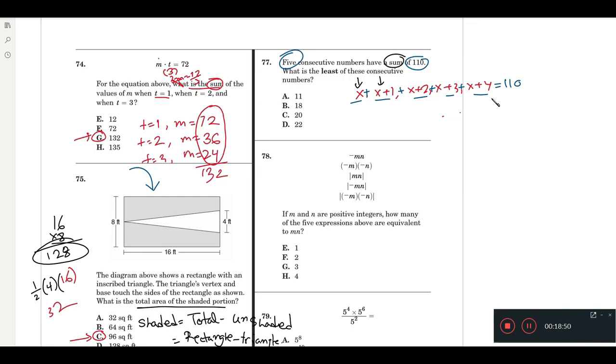So you do 5x plus 10 is equal to 110. And then you subtract 10 from both sides. So 5x is equal to 100, and then just divide. Right, very good. Now they say what is the least number? x was the least, right? Now, Ria, let me ask you a question. What would be the largest number here? 24. Beautiful, good, because x plus 4 is the largest. So you got it. Nice.